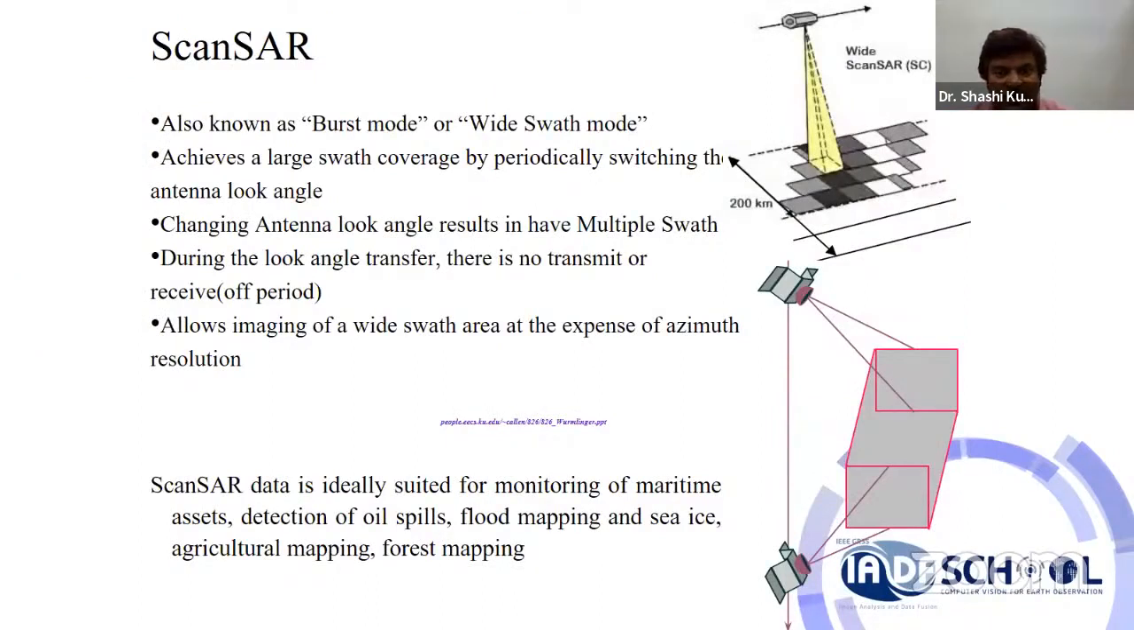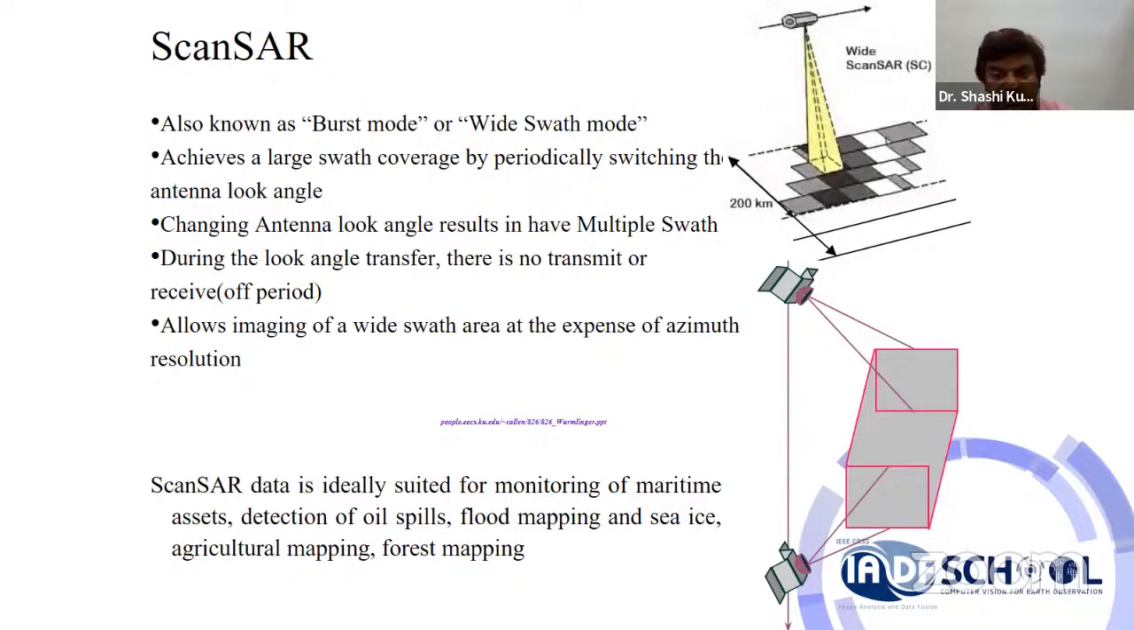Now, when we are talking about the ScanSAR mode, this is also known as the burst mode or wide swath mode. The wide swath, large coverage is achieved by periodically switching the antenna look angle. Here you can see that the antenna look angle is changed so that a large swath could be covered. We can get a very large swath, but the resolution will become coarser, since the coverage is very large, particularly the azimuth resolution will become very coarse.